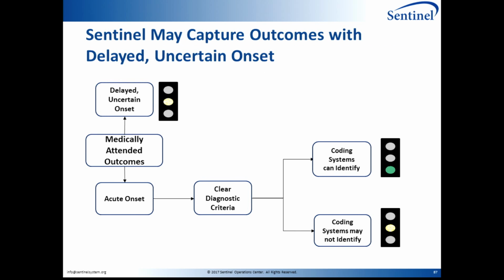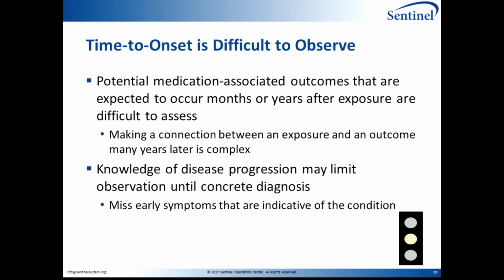Okay, so then there are delayed outcomes or delayed onset or uncertainties in the onset. So for example, medication-associated outcomes that are expected to occur months or years after the exposure are really difficult to assess. My extreme case on this is, what about exposures to, let's say, pediatric antibiotics and the outcome of prostate cancer? Is Sentinel a good place to do that? Well, no, right? Because typically you're not with the same insurance provider from birth to retirement age, because of the longitudinality. And so making a connection between exposure and an outcome many years later is complex.